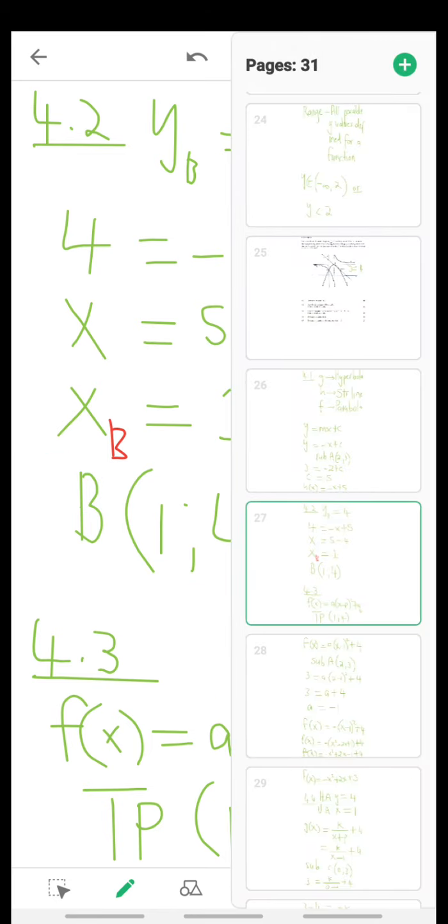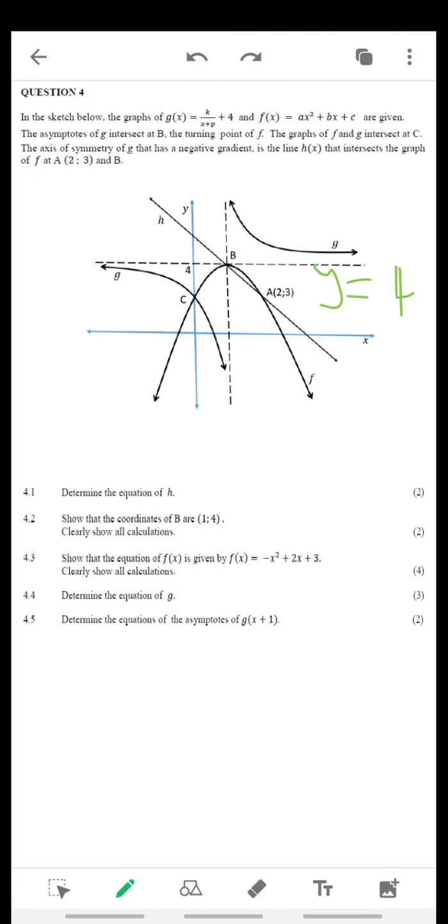Okay. Now let's go to 4.3. Show that the equation of f is given by this here: f of x equals -x squared plus 2x plus 3.